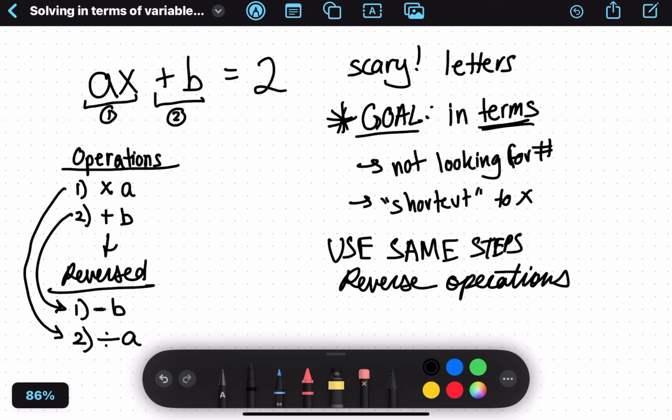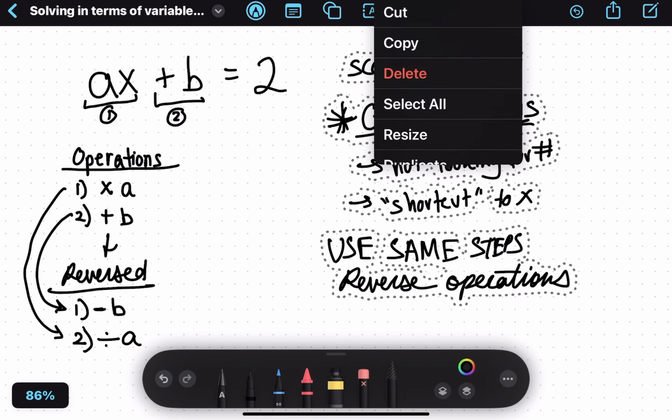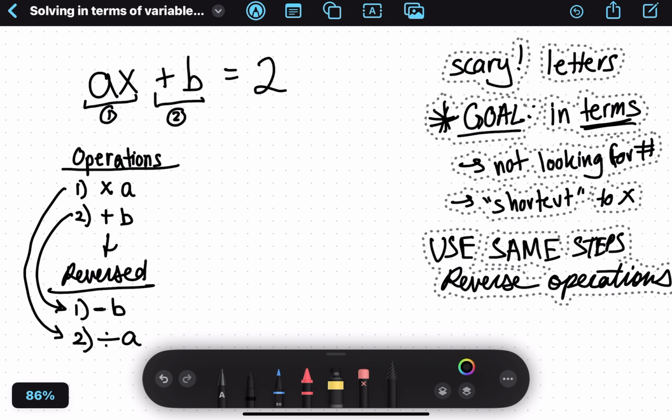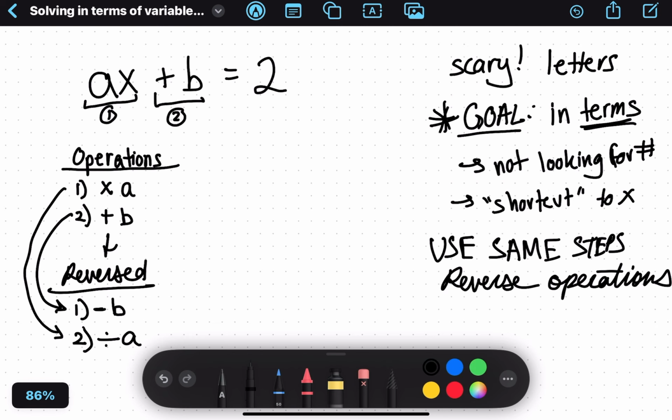So with that rewritten, let's write the equation again and then try. Ax plus b equals 2. So first we have to subtract b from both sides. Positive b minus b, when you subtract a number from itself, it's always equal to 0, so it cancels. And then we have 2 minus b.